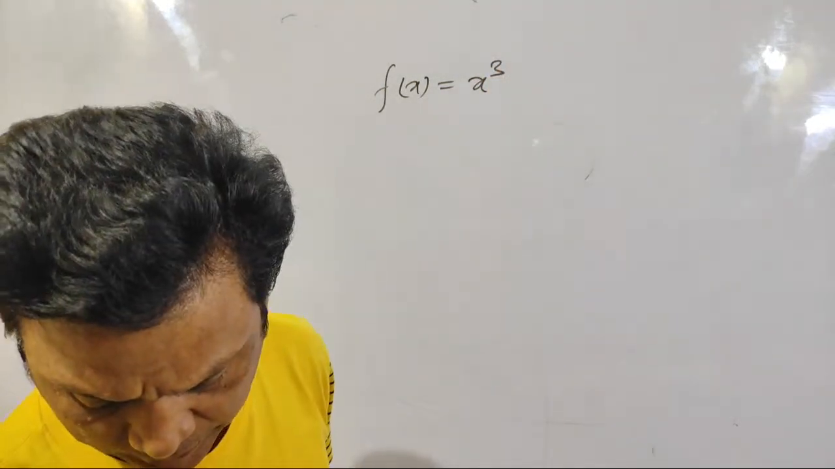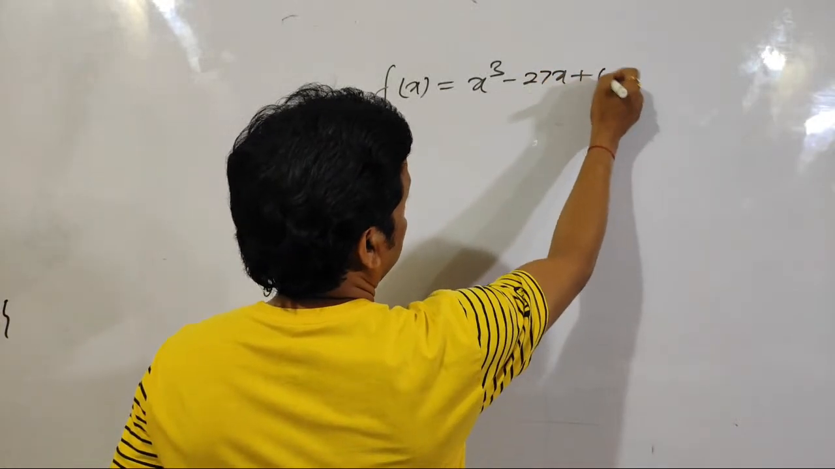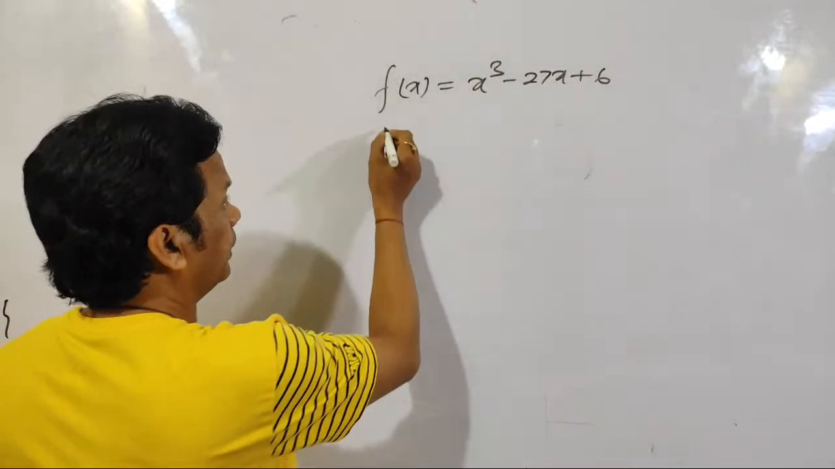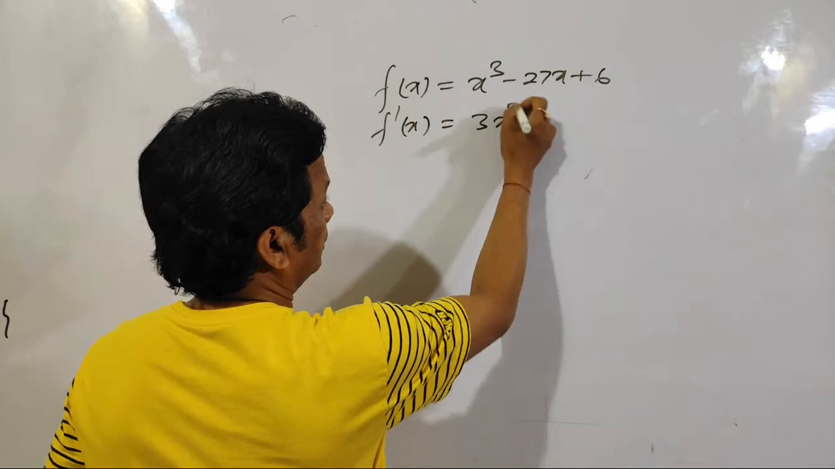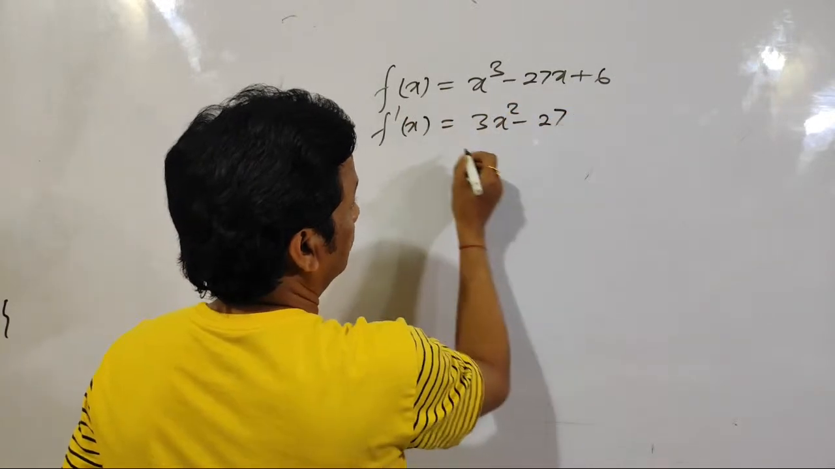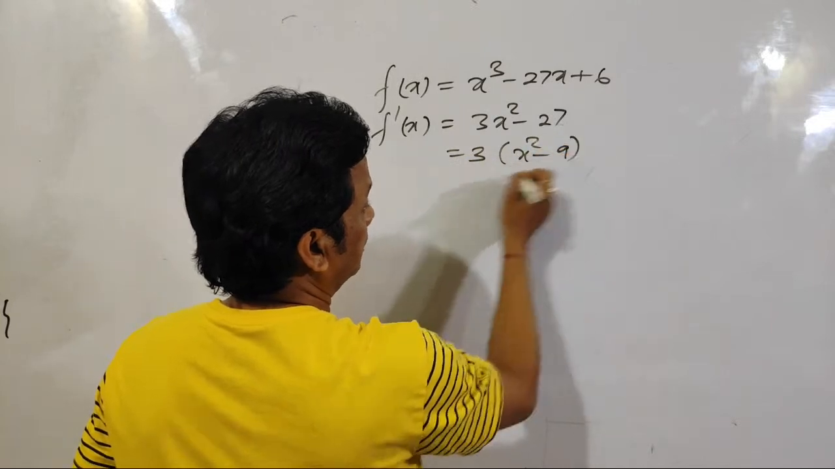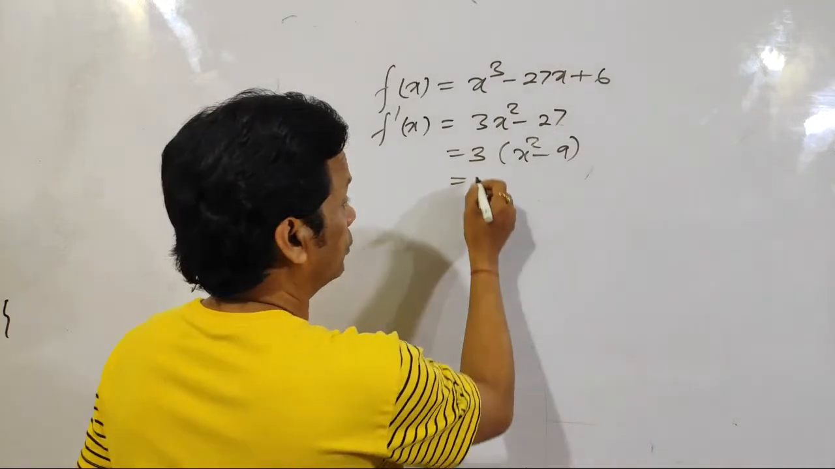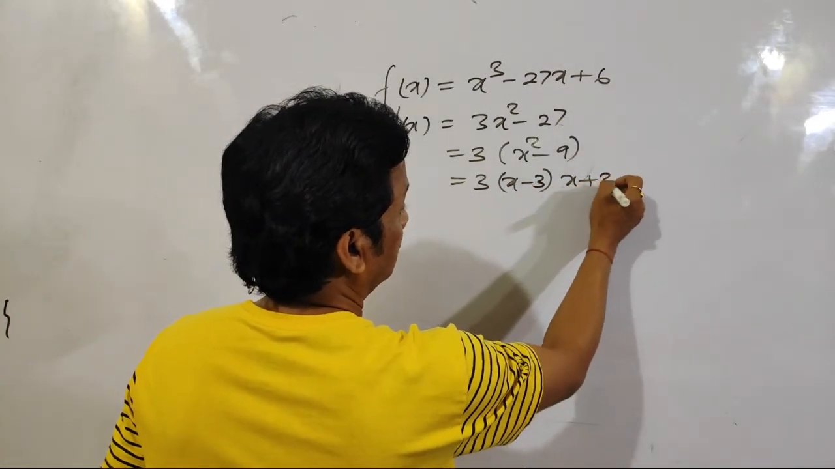x cube minus 27x plus 6. Okay, so find out f dash x. 3x square minus 27. So take 3 common. It will be x square minus 9. Then it is a square minus b square, because 9 is 3 square. So 3 into x minus 3 into x plus 3.